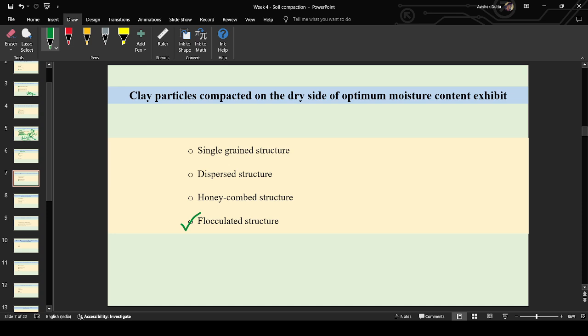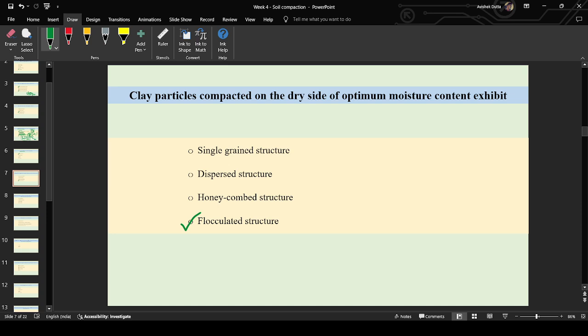We discuss the wet side and the dry side. Normally, they don't discuss at the optimum. Now, same question: if you take it at the optimum, I have seen some source. It is called less flocculated at the optimum.